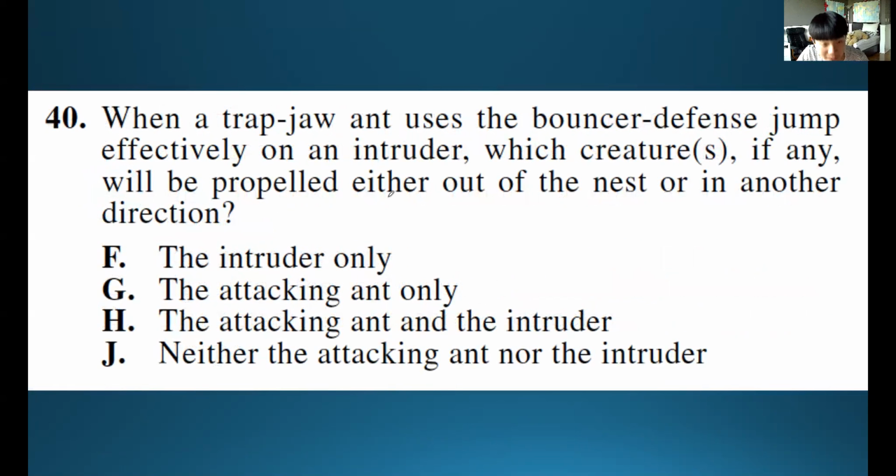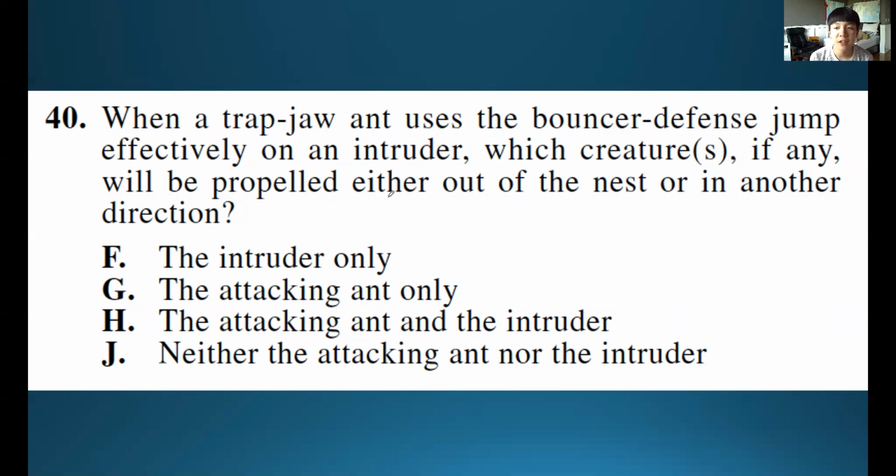And the last question we have here. When a trapjaw ant uses the bouncer defense jump effectively on an intruder, which creatures, if any, will be propelled either out of the nest or in another direction? This is kind of testing your logic right here. This is a unique question. In fact, this style of question I haven't seen in any other ACT year. But this is a really unique question. If you can get this right, again, give yourself a pat on the back.